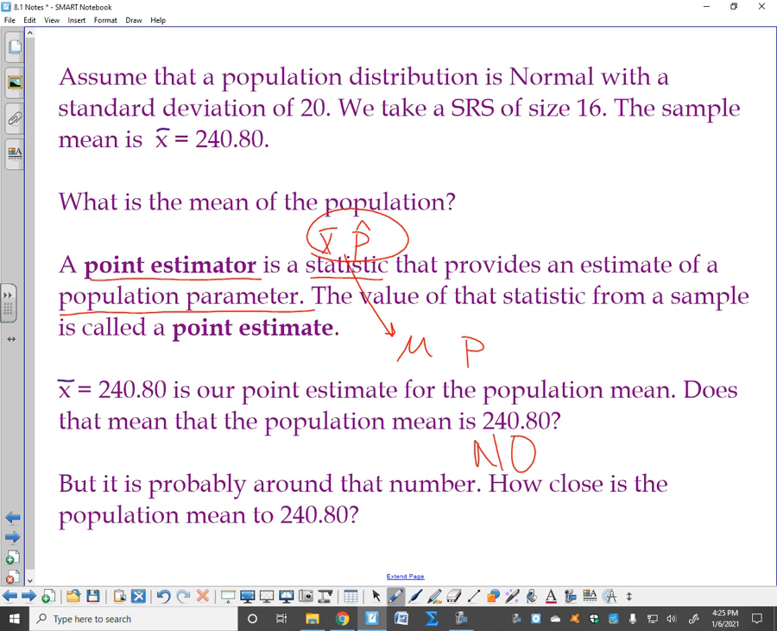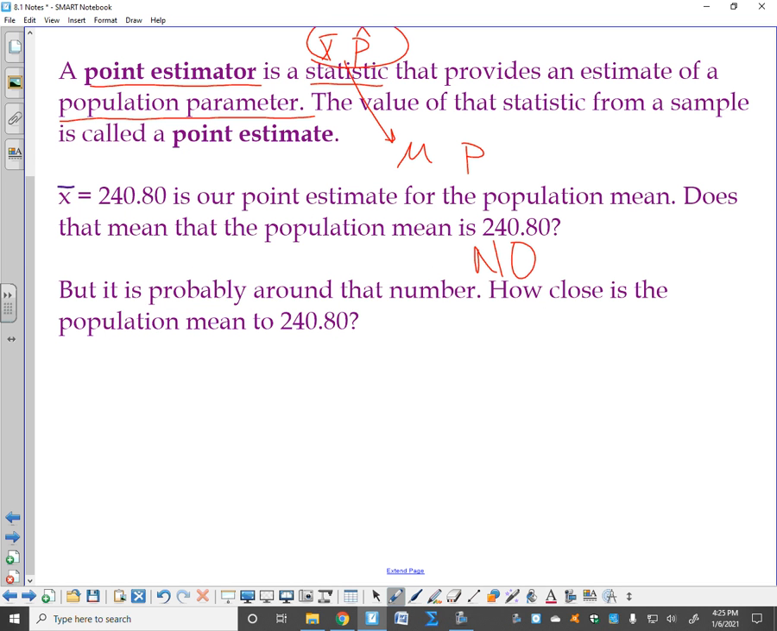So now the question is, okay, how close? How close is the population mean to 240.8? So guys, here's what you got. You got X bar. We're going to call X bar the bullseye of our dartboard.